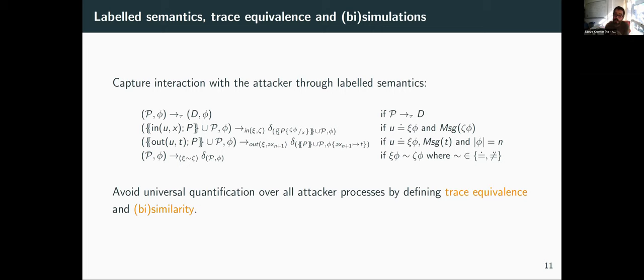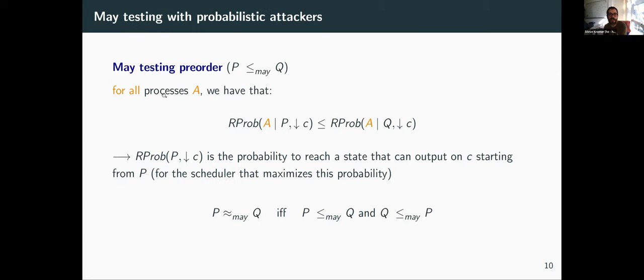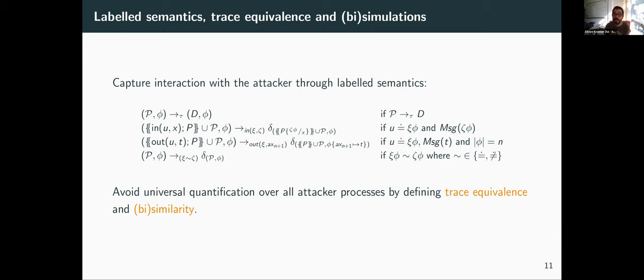And as is often done with this kind of process equivalence, we want to get rid of this quantification over all processes A. That is why people introduce labeled semantics, where rather than explicitly quantifying over all attackers, we say we can include the attacker actions in labels.